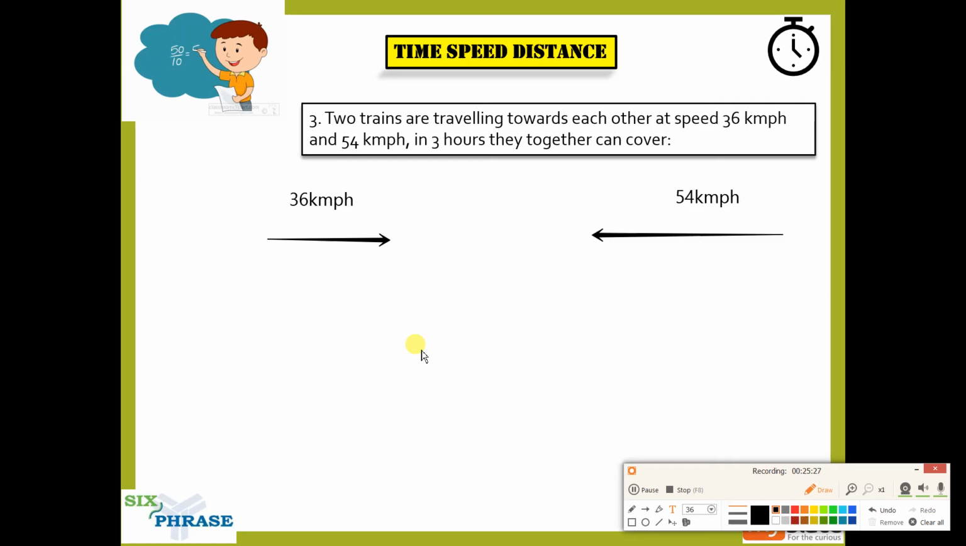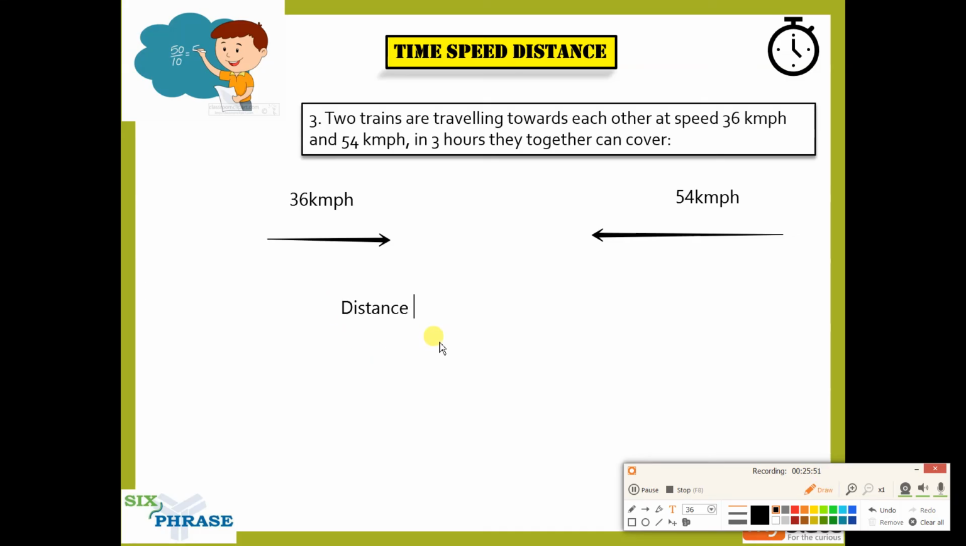You remember the relative speed lecture from a few slides ago? In opposite directions, you have to add the speeds. So in 3 hours together, how many kilometers can they cover? In other words, they are asking you to find the distance. In 3 hours, how much distance can they cover together? So you have to find the distance.